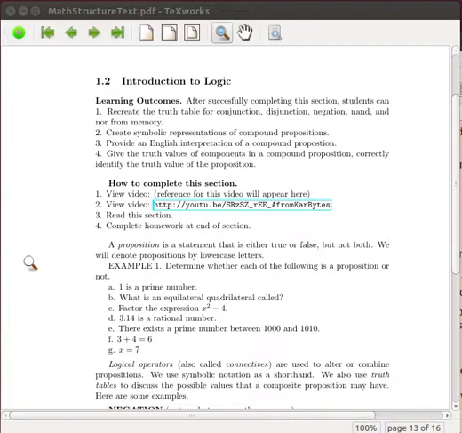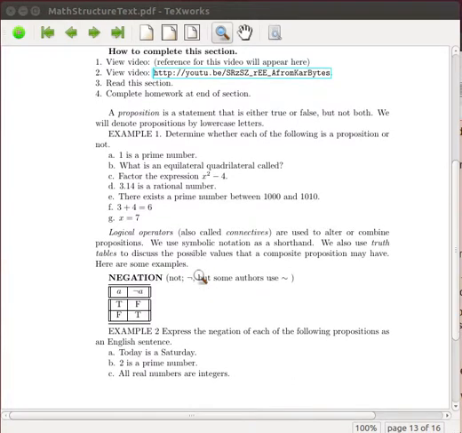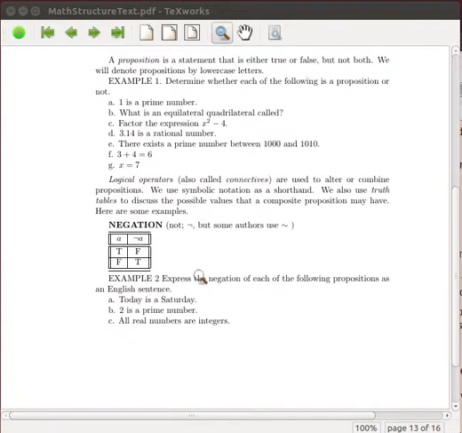X is equal to 7. It's not a proposition. The problem is we don't know what x is. If x was really 7, then that would be true. If x is not 7, then that would be false. So that statement, depending on what x is, ends up being true or false.